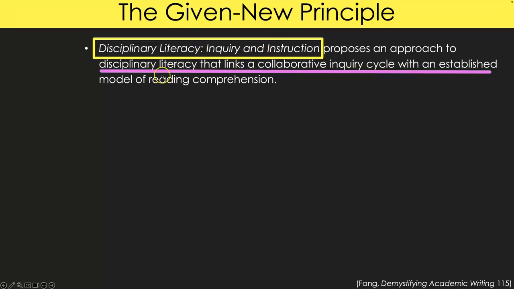We know because we're reading it. This disciplinary literacy that links a collaborative inquiry cycle with an established model of reading comprehension is the new information that we're introducing. And this is maybe what we would just call our A is A. It's just taking what we should know and telling us something new. This might also be zero if you wanted to think about it that way.